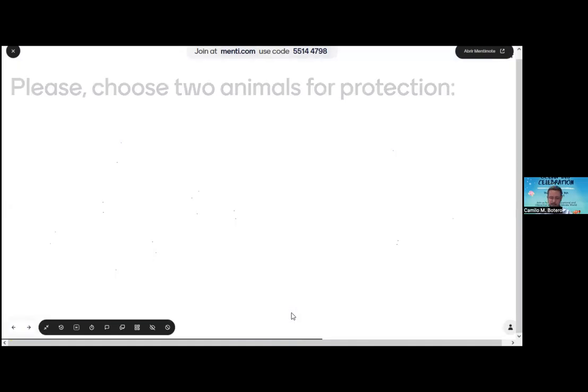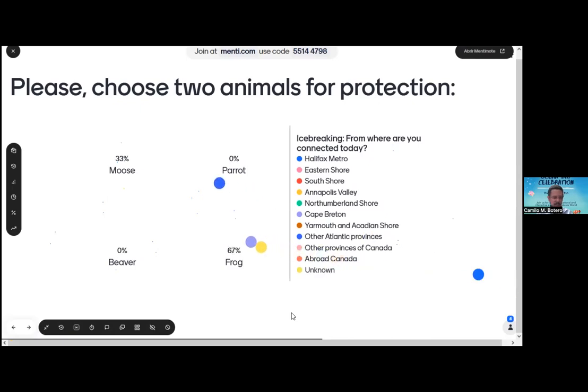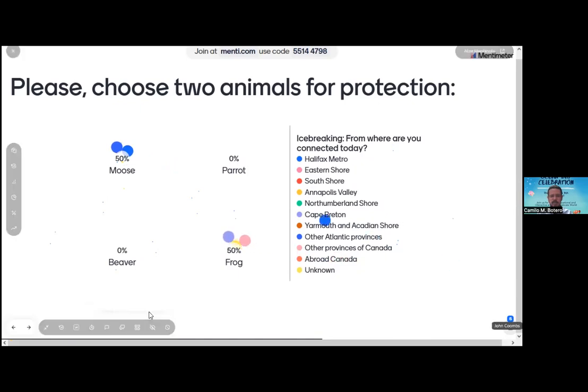This is an example. Please choose two animals for protection. We have here four animals. I just chose these four animals: a moose, a parrot, a beaver, and a frog. Please choose two of them and send by the phone. Oh, you can choose just one of them. Okay, the moose, the frog, the moose. Okay, the frog, there's a competition between them. Okay, the frog.